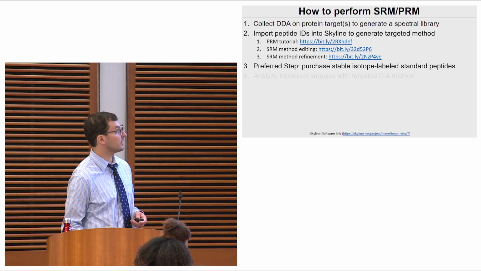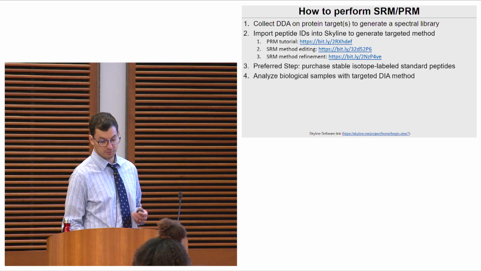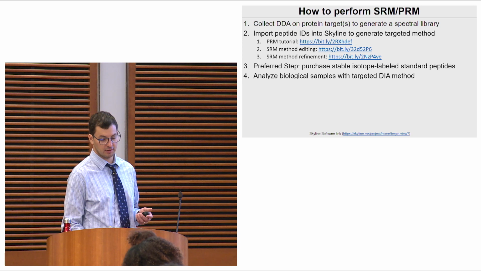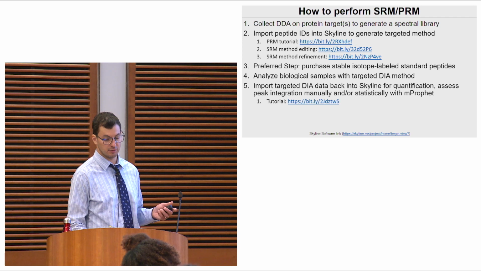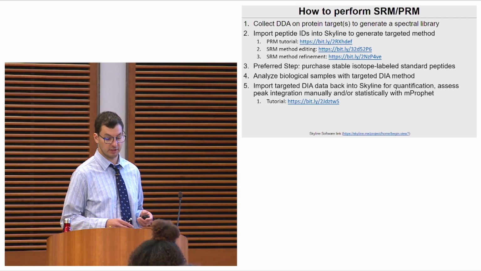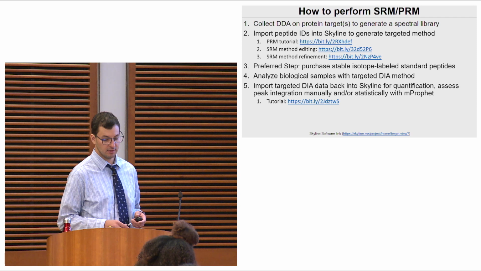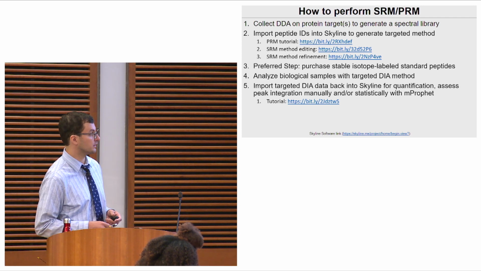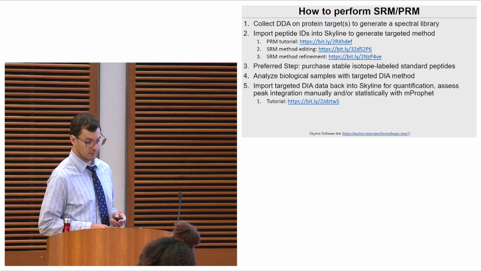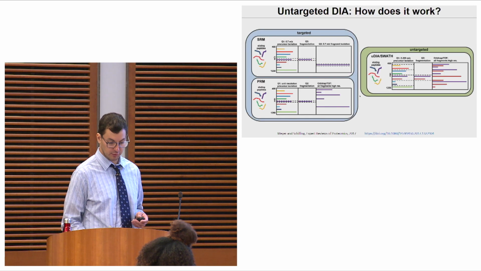Once you have your standard peptide and your targeted method, you'll spike that peptide into your samples and you'll actually analyze your samples with the targeted method. And then again, you can use Skyline to re-import that targeted DIA data and manually assess your peak integrations and do your quantification. And if you have a lot of peaks, then you can actually do this with statistics instead of having to look at all of those peaks with a tool called mProphet. So Skyline's a great tool. I encourage you to get familiar with it.